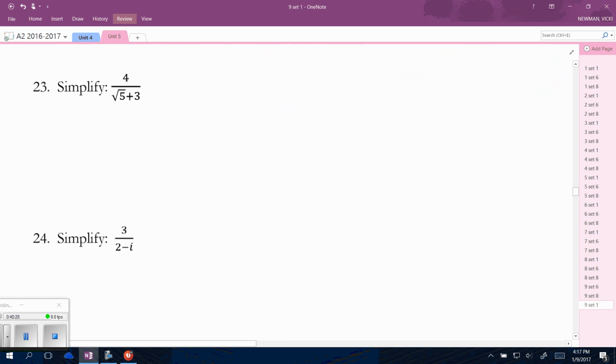Number 23. When you have a binomial in the denominator, you have to multiply by the conjugate. The conjugate is the same numbers, just a different sign between them. So on the top, leave the 4 out front. It's a monomial, leave it out front, don't distribute it. And on the bottom, you've got 4 multiplications.